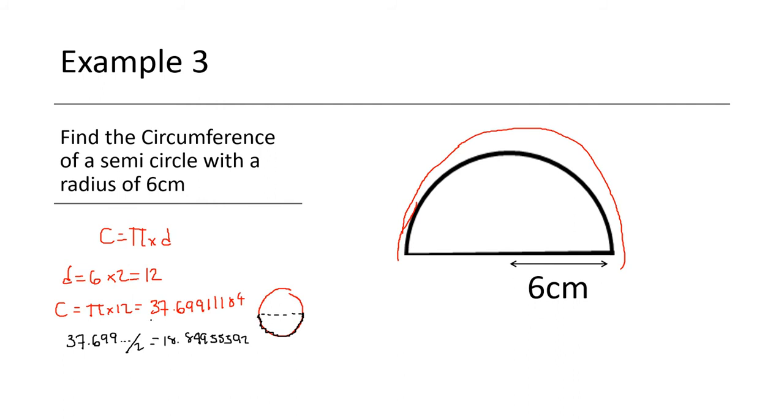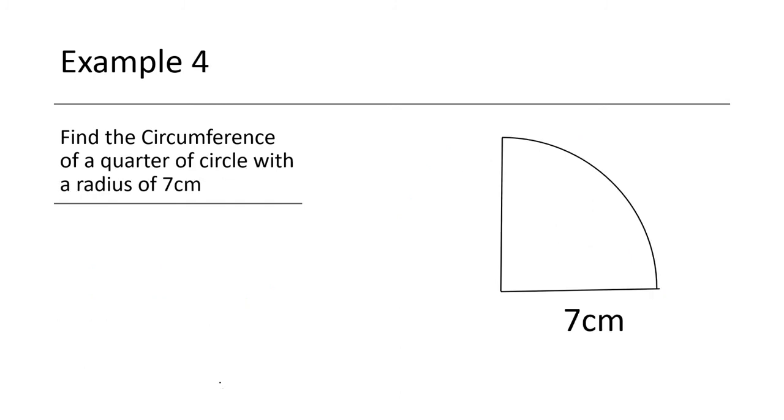So we know our radius is 6 times 2 gives us 12, so our diameter is 12. So we have to do 18.849 and so on, plus 12, which will give us a final circumference for the semicircle of 30.849555592 centimeters. And if we round it to one decimal place, we're going to get 30.8 centimeters for our semicircle.